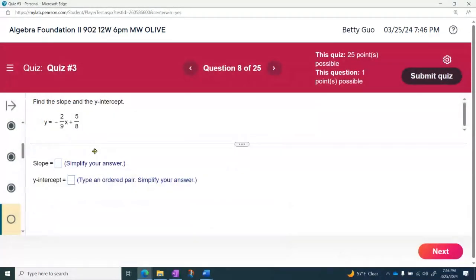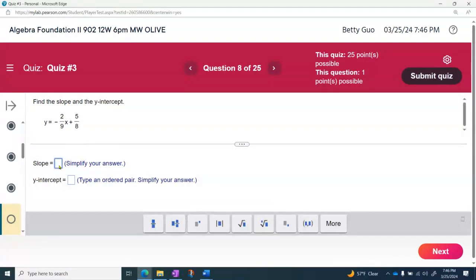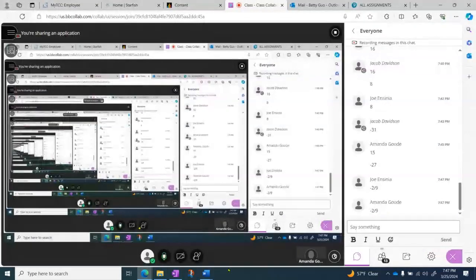This question is to find the slope and the y-intercept. What's the slope? Very straightforward. You will probably see this type of question on the test. If you lose the point on this type of question, I don't know what to say, because it's just a definition of the slope-intercept form. There's really nothing difficult. What's the slope? Negative 2/9. Perfect. What's the y-intercept?